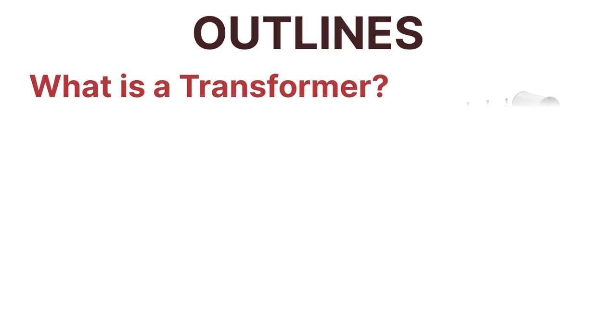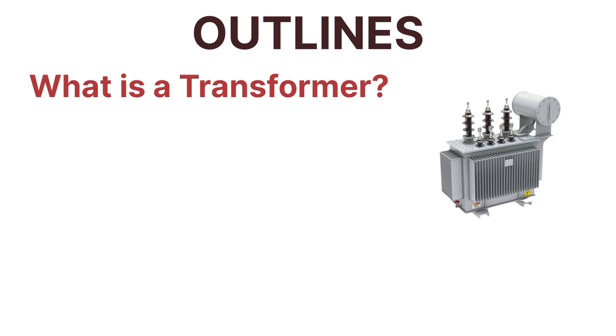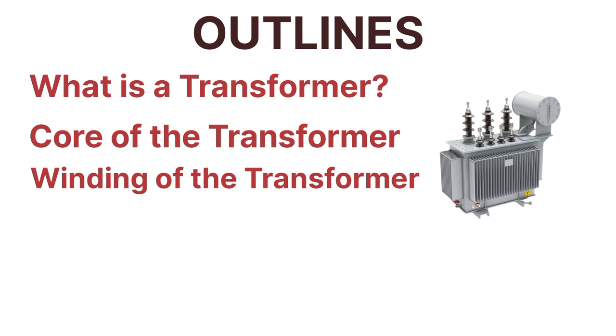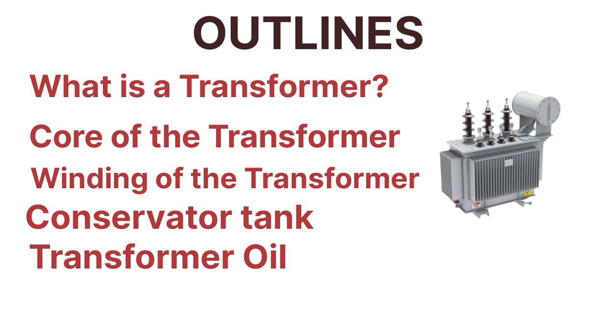That means what actually we are going to discuss in this video. First of all we will see what is a transformer, that means the basic concept or the basic knowledge regarding the transformer. Then we will talk about the core in the transformer and their types. Next we will see the windings, that means transformer windings, and their types also. So next we will see what is the conservator tank which is connected to the transformer. All the complete information about the conservator tank we will see in this video, so please watch till the end.